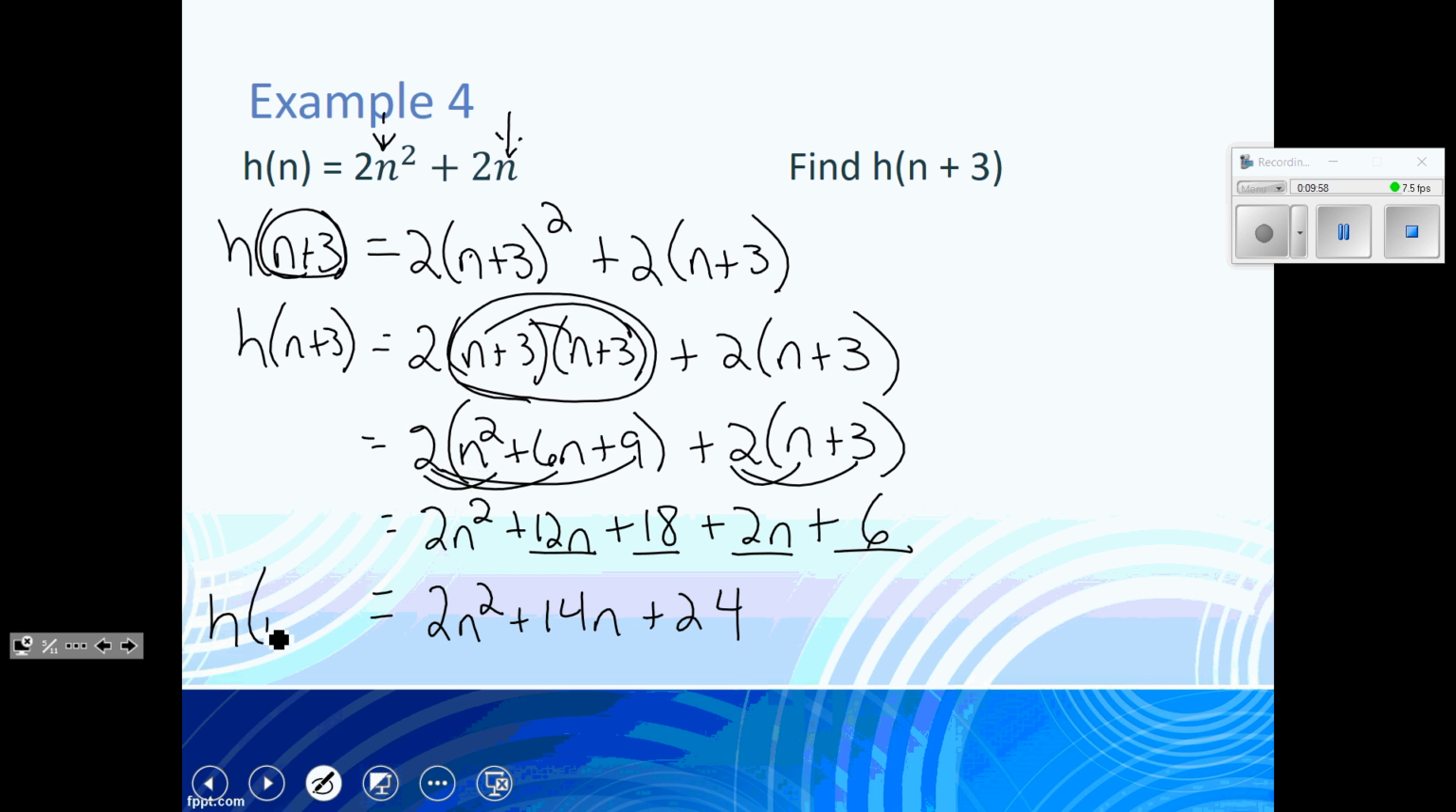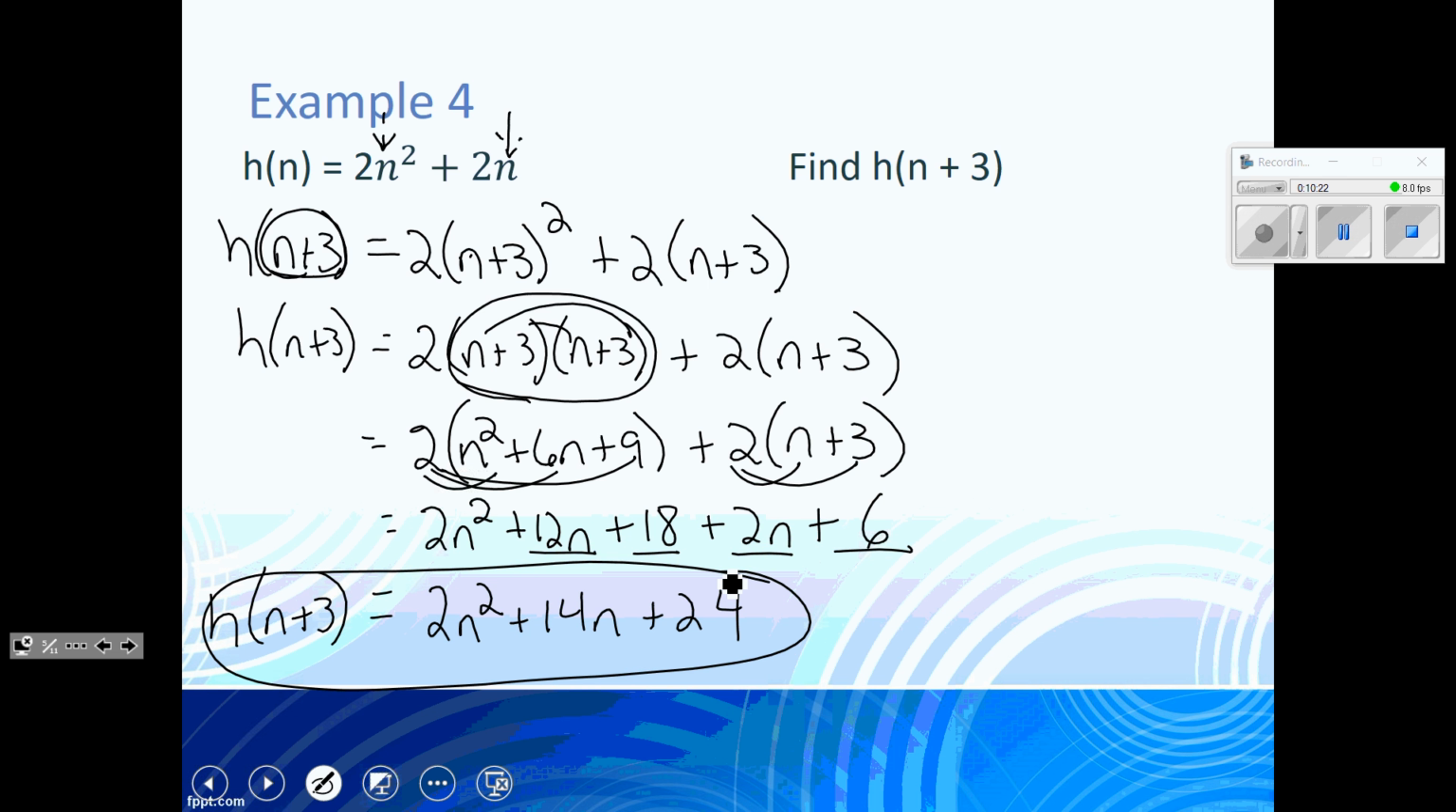So h at n plus 3, again, the left side is going to stay h at n plus 3 because it's saying here's the output, here's the y. If you want to write y on this one, it would be okay to write y because then you wouldn't get confused, because it's using an n for the input. But h at n plus 3 is equal to 2n squared plus 14n plus 24.